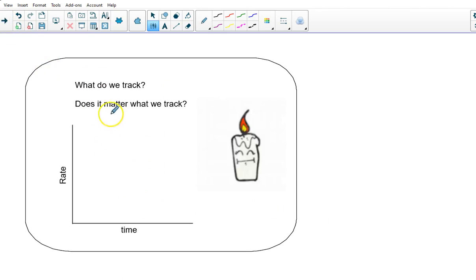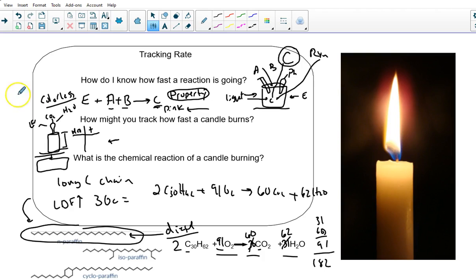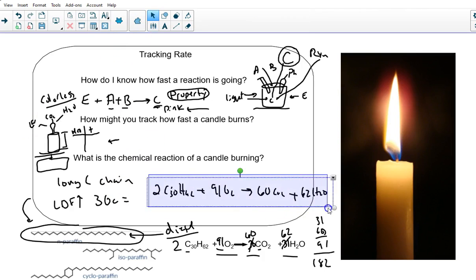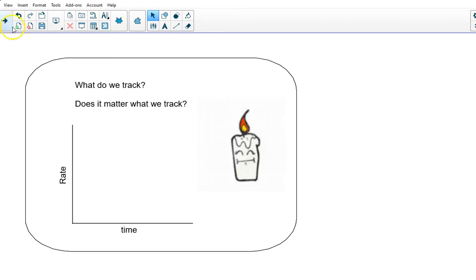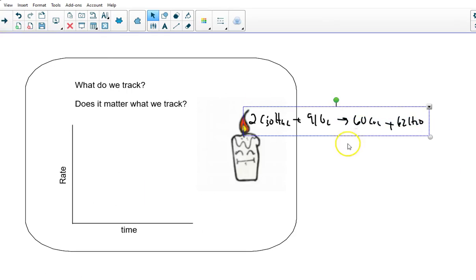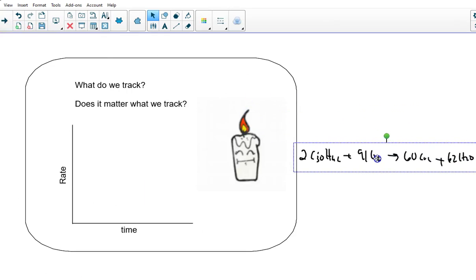So how do we track this? Does what we track matter? Okay, so let's take a moment here and just look at this. In my candle situation here, I have my mass. I'm just going to grab this here. And if we try and graph this, well, first of all, it depends what you're tracking.